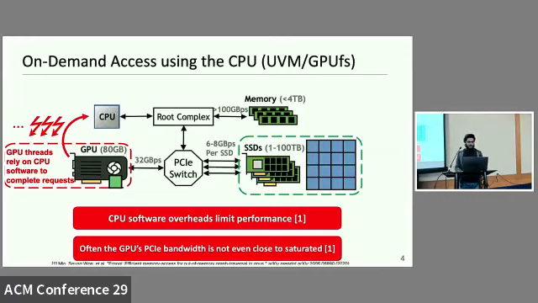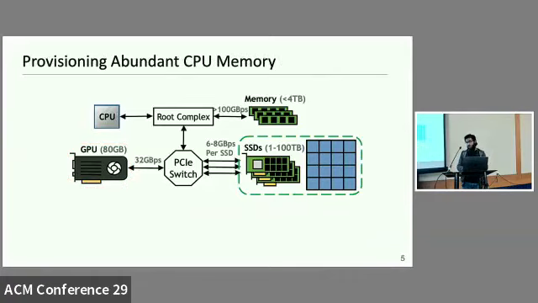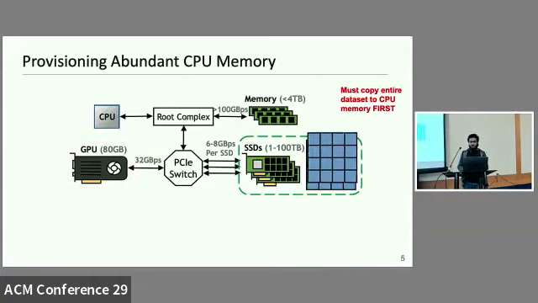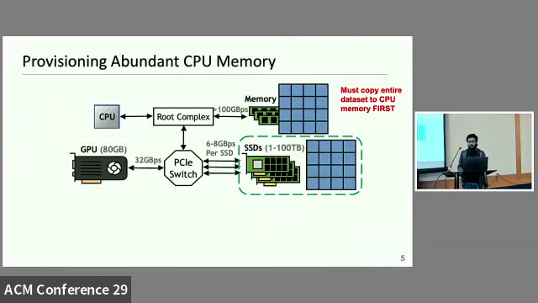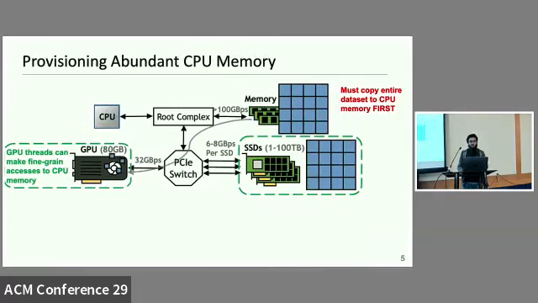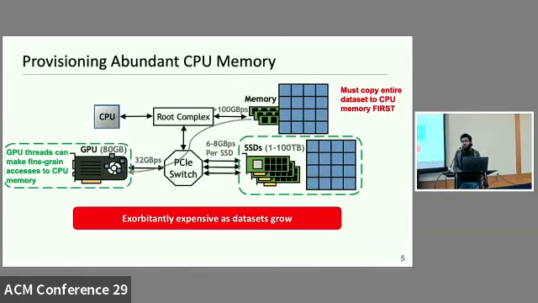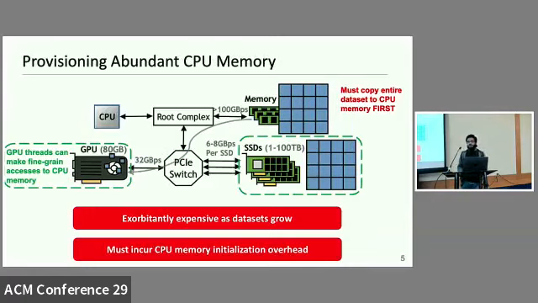Lastly, the user can provision enough CPU DRAM in the system, pin the data from storage into the CPU DRAM, and then allow the GPU threads to access the data directly from CPU DRAM. Although this approach has been shown to be quite performant, scaling CPU DRAM with dataset size is an extremely expensive proposition in the foreseeable future. Furthermore, applications must wait for the entire dataset to be present in CPU memory before it can launch any compute kernels on the GPU.